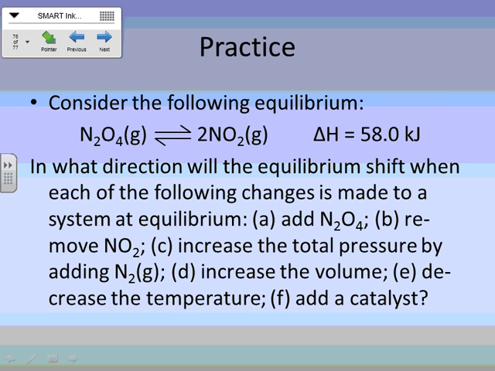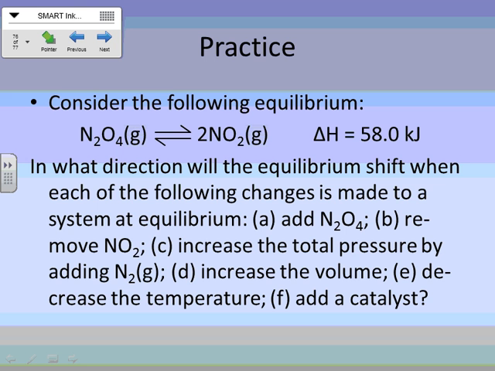Alright, so let's do a little practice here. We've got an equilibrium, N2O4 going to 2 NO2, and we've got a delta H for that. So we're going to do some things to this and think about how that would shift the equilibrium. Okay, and really these are not that bad. Le Châtelier is pretty easy once you get the hang of it.